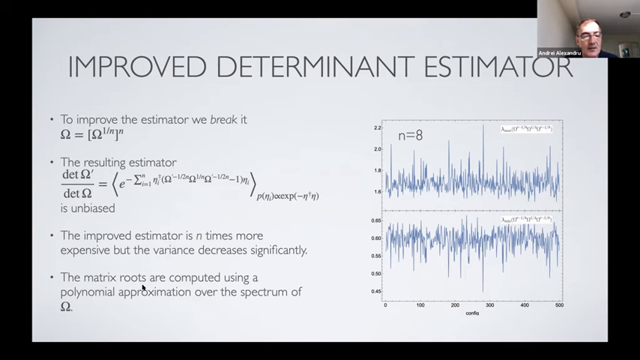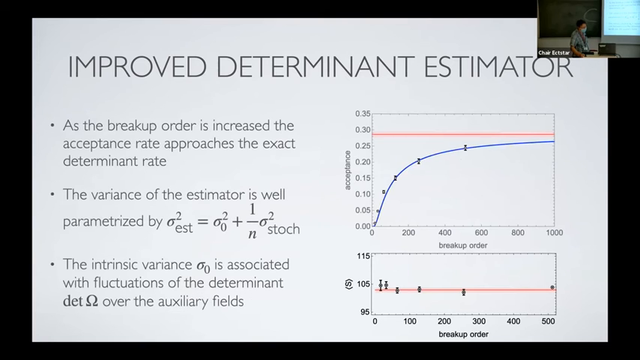The matrix roots that appear in here are computed using a polynomial approximation over the spectrum of omega. That's a standard technique. I'm not going to discuss it here. And what you do then... Andrei, sorry for the interruption. You have about 5 minutes. Okay, thank you. What you do then, you can use this improved estimator and replace it there and study what happens as you increase the breakup order.